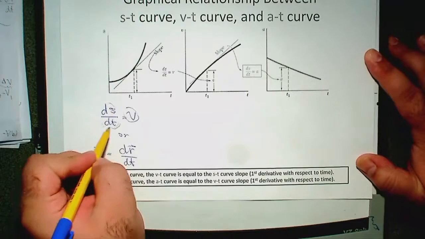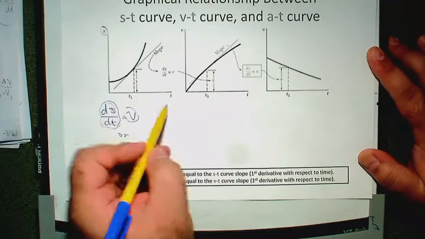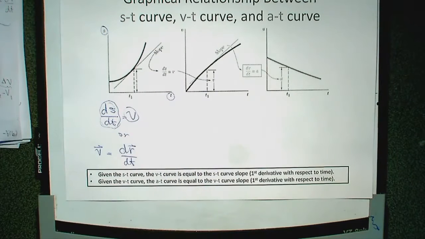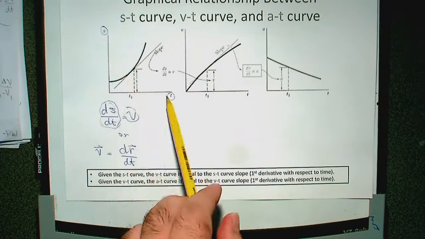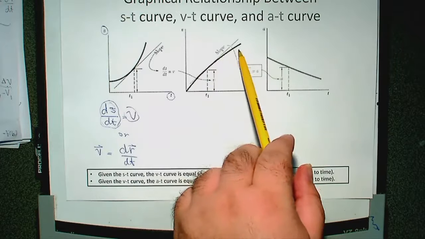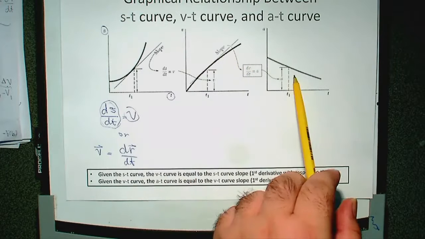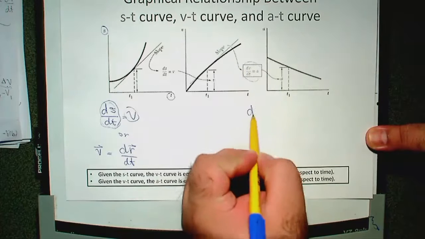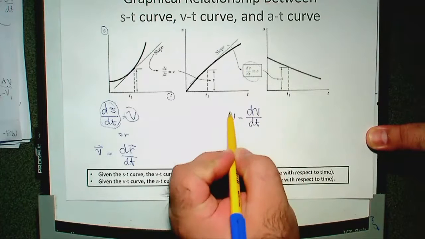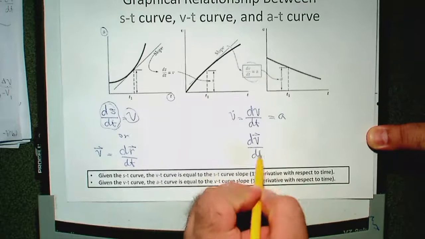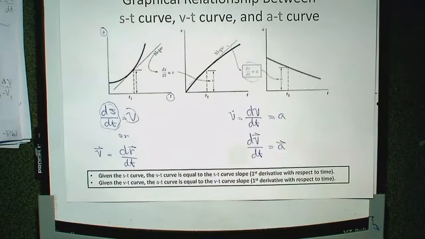And do you agree? If you plot the distance traveled versus time, this is nothing more than the slope of your curve, yes? Then the slope of the distance-time curve gives you velocity. The slope of this one gives you acceleration. Again, for acceleration in a scalar form, v dot as well, you can call it. And in vector form, you have this.